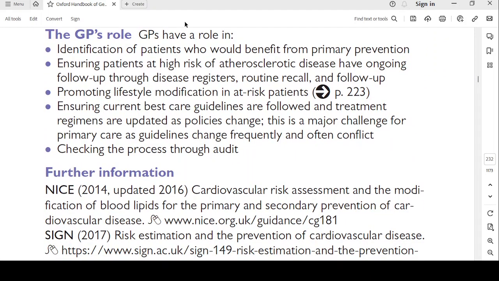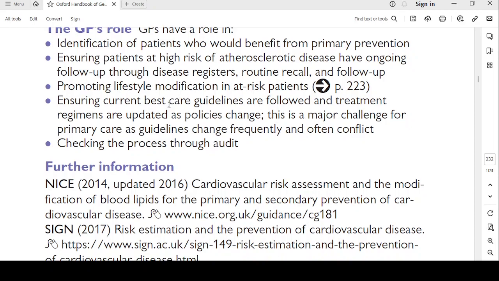The GP's role. GPs have a role in identification of patients who would benefit from primary prevention, ensuring patients at high risk of atherosclerotic disease have ongoing follow-up through disease registers, routine recall and follow-up, promoting lifestyle modification in at-risk patients, and ensuring current best care guidelines are followed and treatment regimens are updated as policies change. This is a major challenge for primary care as guidelines change frequently and often conflict. Checking the process through audit.